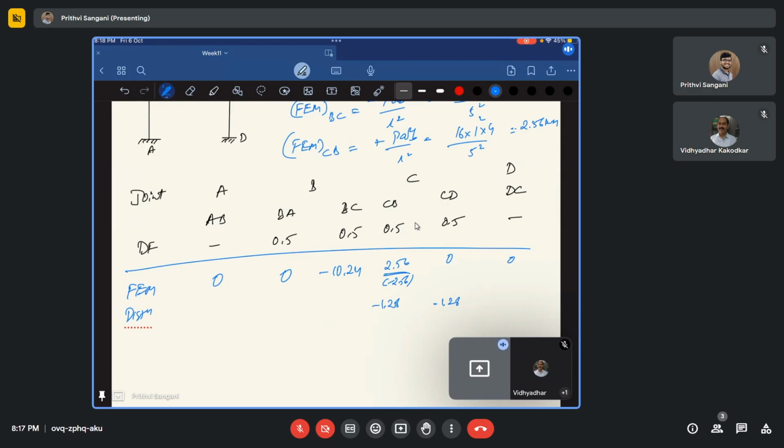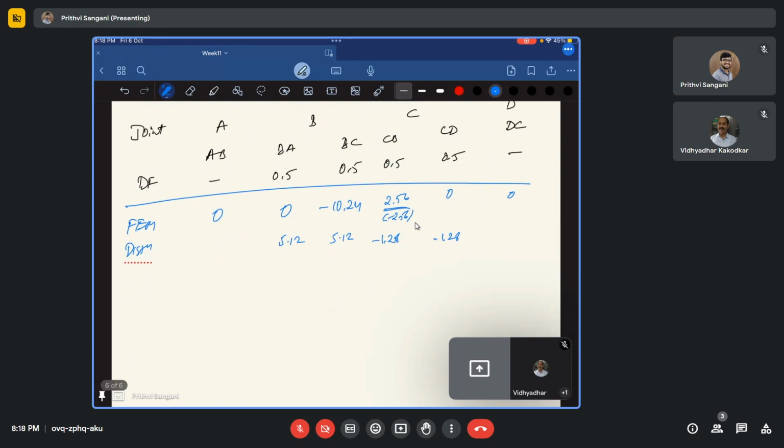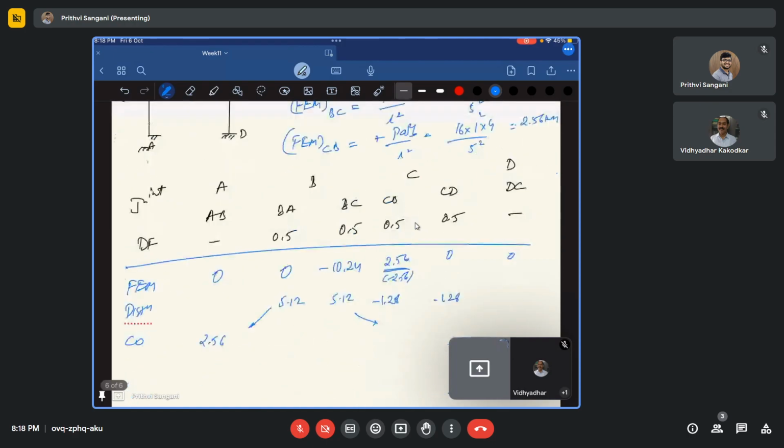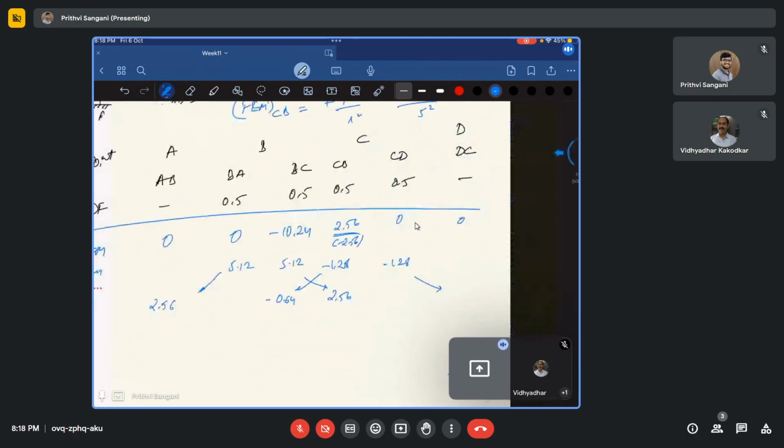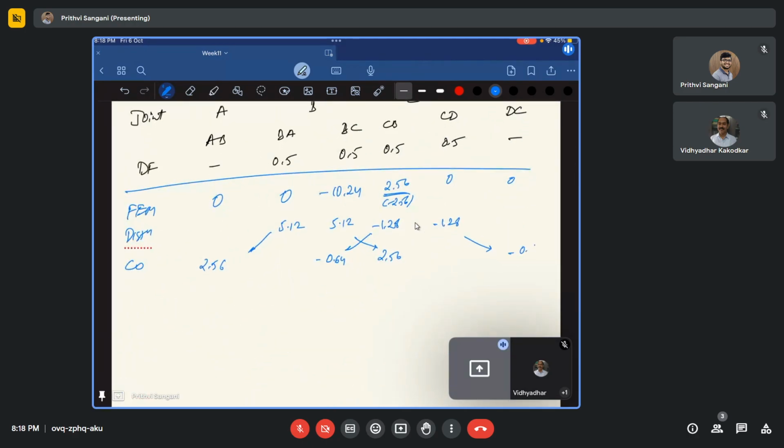Because of 10.24, now it will again distribute itself, right? So the distribution factor will be 0.5, so that is going to be 5.12 and 5.12 here. Once I obtain 5.12, now you have a carryover, right? Because of BA, I'll have a carryover moment as minus 2.56, and BC will have a carryover to CB, which is 2.56, and this will carry over as minus 0.64, and this will carry over to CD, DC. This will be minus 0.64.